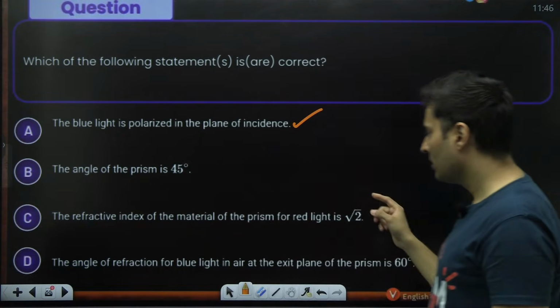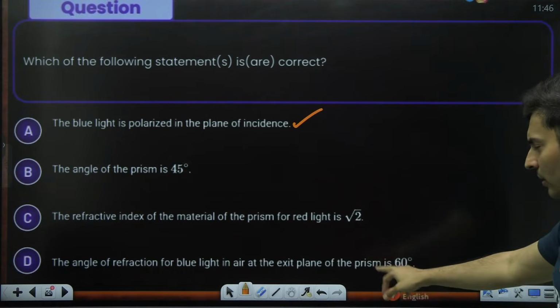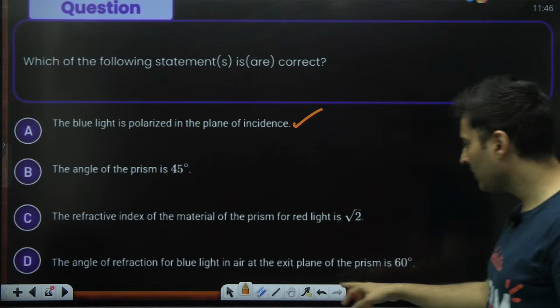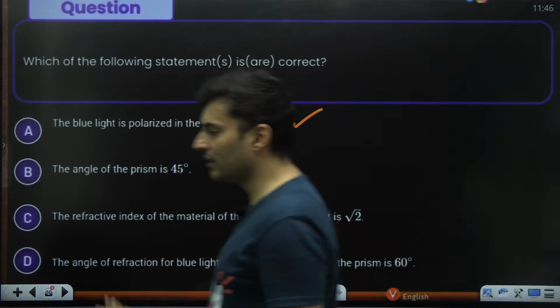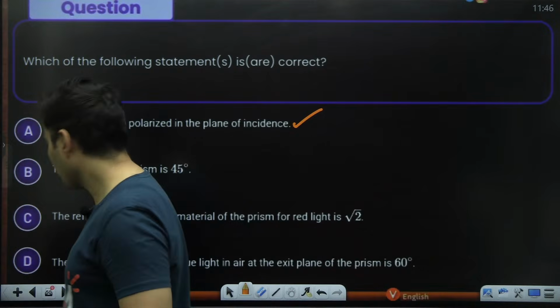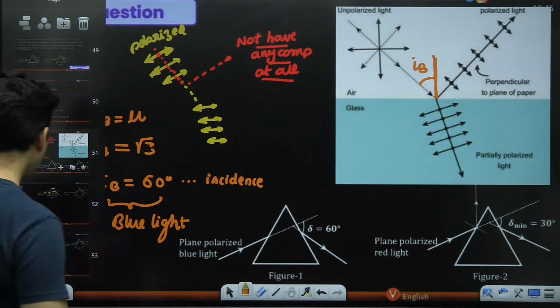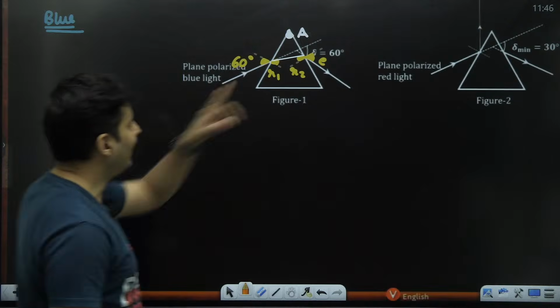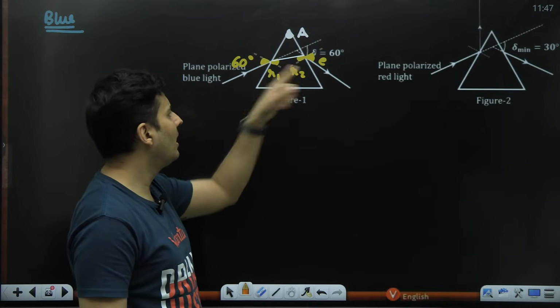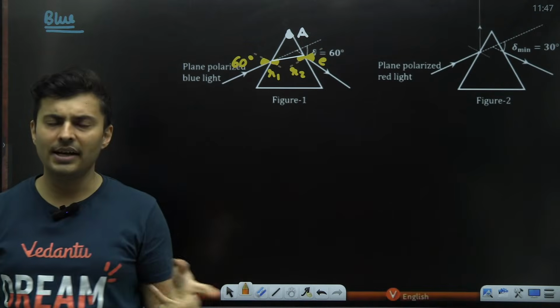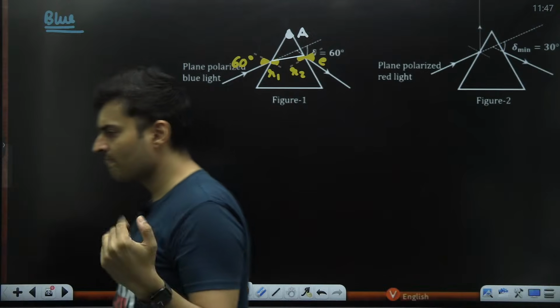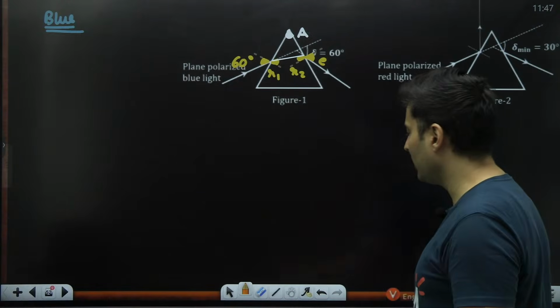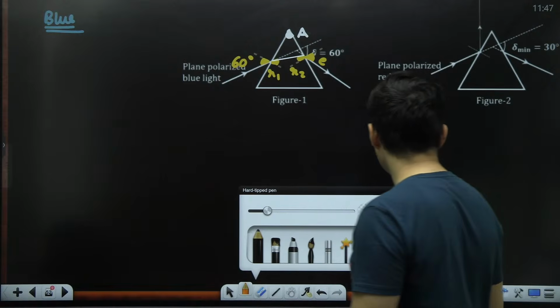Angle of prism, red light, and this is angle of refraction for the blue light in air at the exit plane. So that means exit angle is asked. So these two things are asked. Okay, we'll come to that. First, to find emergent angle, I need A, I need R1, I need also R2. How do I find R1, R2, all these things? Just use Snell's law and all of that. I think that will help us. So let's start with it.